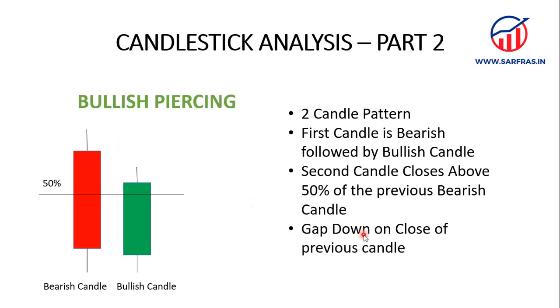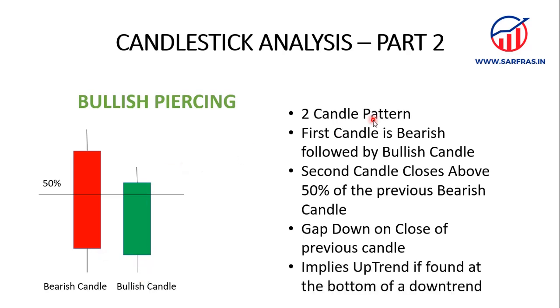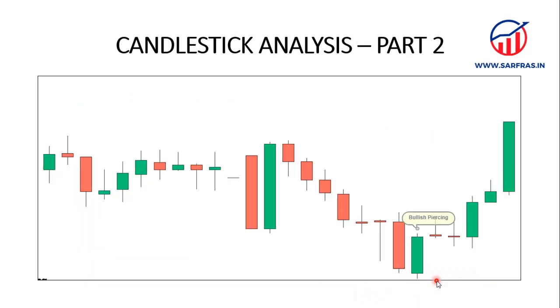The gap down on close of the previous candle. What it means is, you can see this is where the previous open was, the close was there, because from here is a fall. So from here, gap down, that means you can see there is a slight gap down, so it moves from down to up. And when you see this kind of bullish piercing pattern formation, it implies an uptrend, and it has more weightage when you find this particular pattern at the bottom of a downtrend.